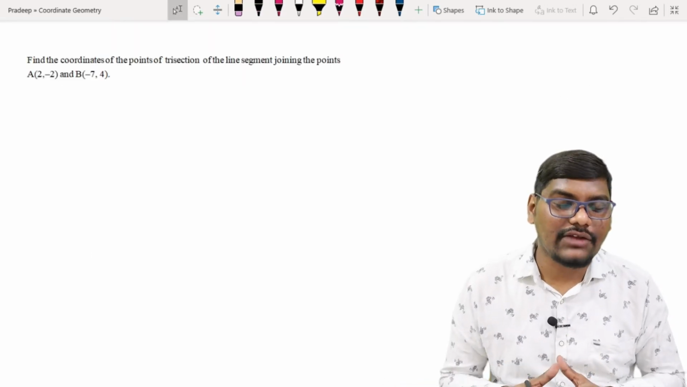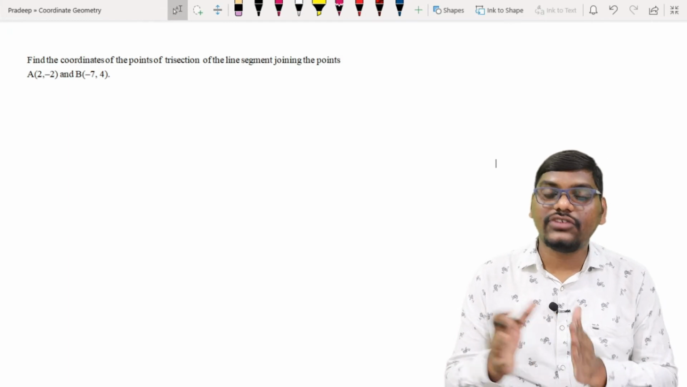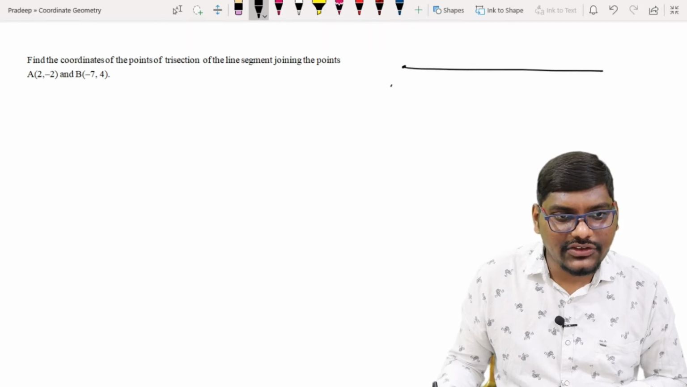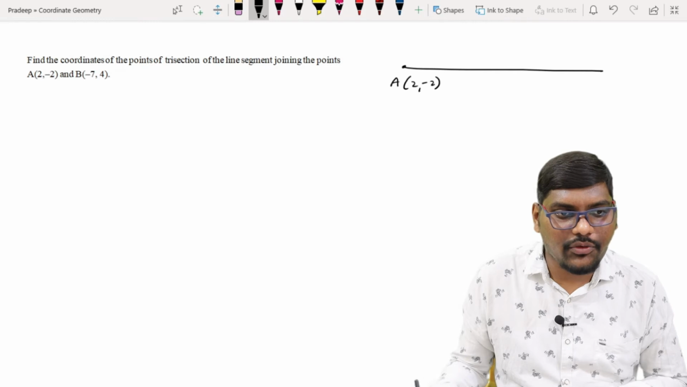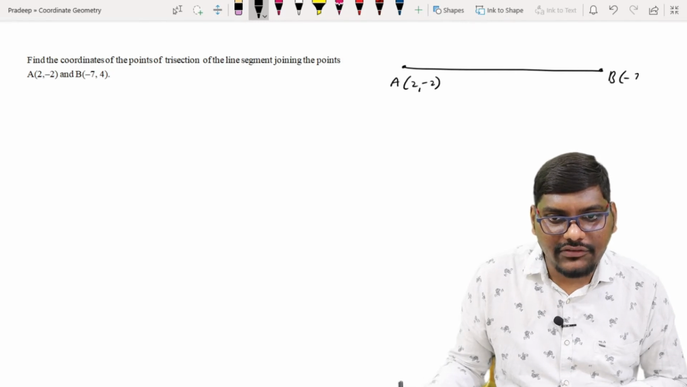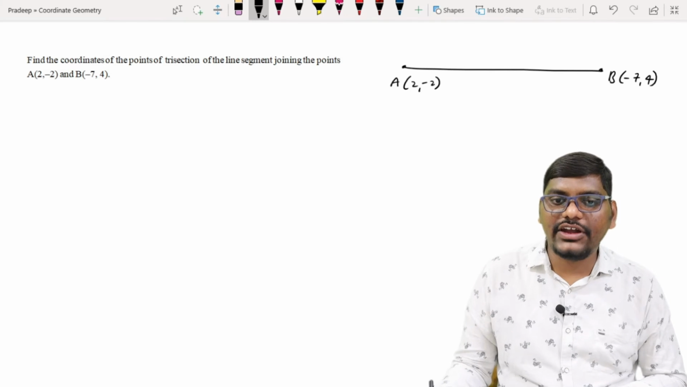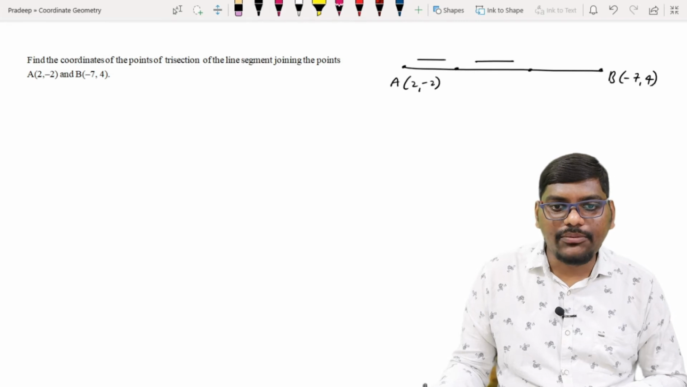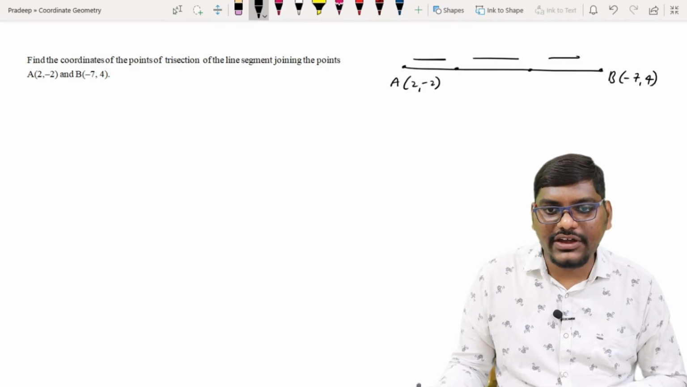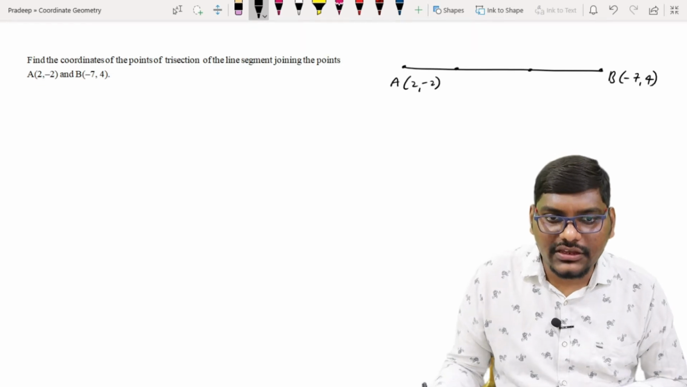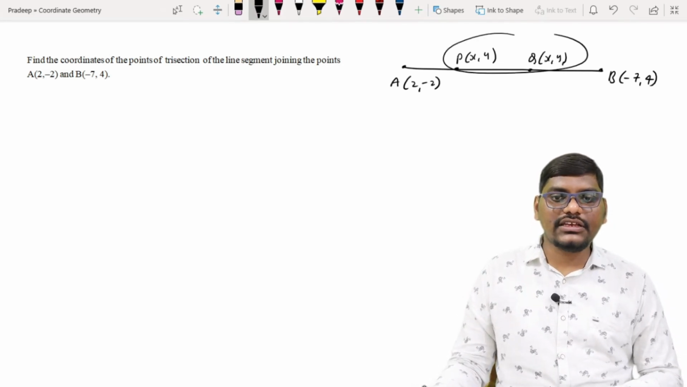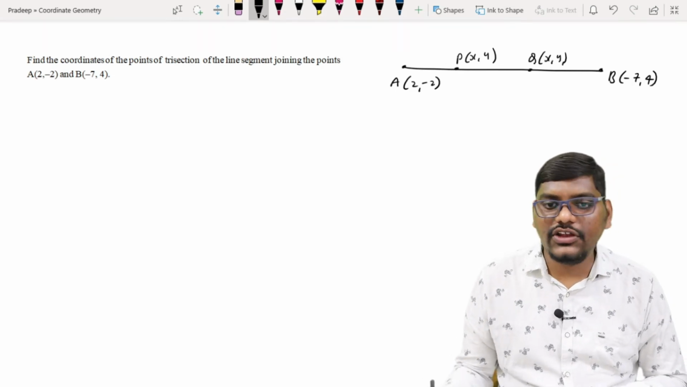There is one more form where we'll be solving this using the section formula. Suppose there is a line, let's say this is A, which is given as the point 2 comma minus 2, and another point B, minus 7 comma 4. Suppose this line is divided into three parts. Now they were asking for the point P where it was divided, and they're also asking for the point Q where it was divided. These we have to find out using the section formula.